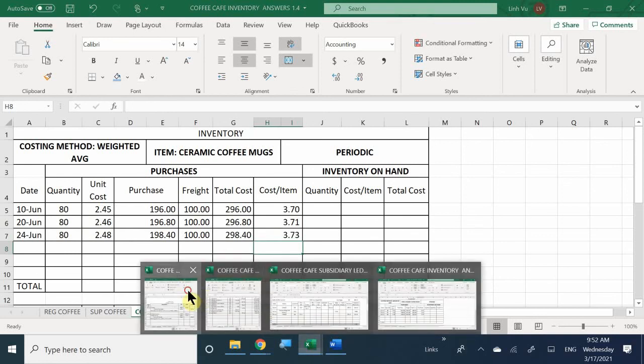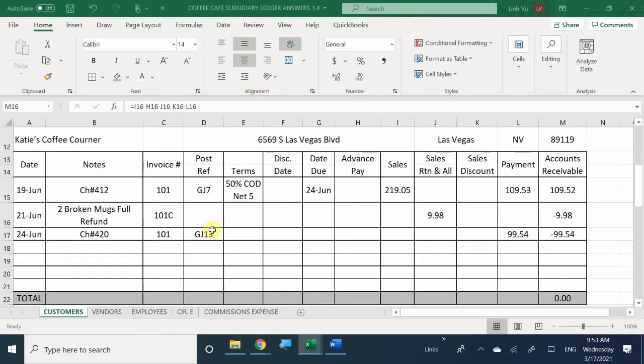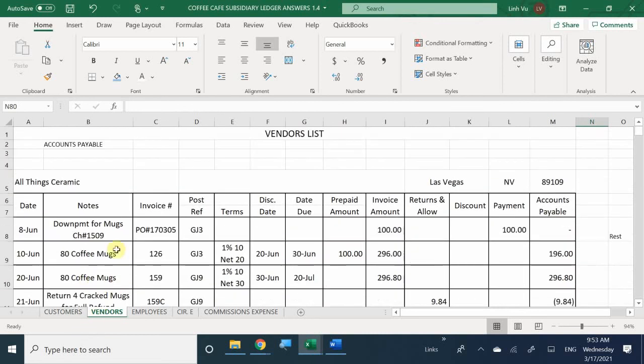What else do we need to do? We finished the journal and we finished the ledger. We should update our vendors, right? Yes, we need to go to the subsidiary ledger. We need to enter that we received inventory from All Things Ceramics.